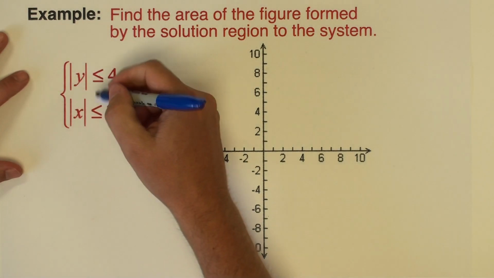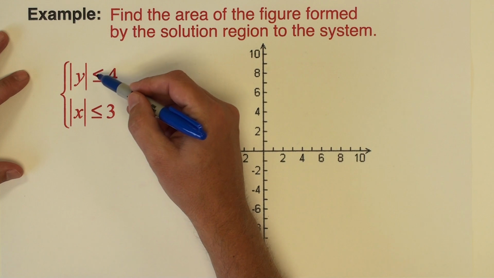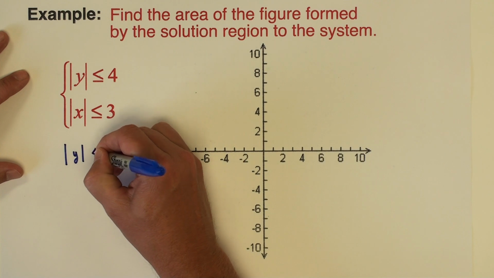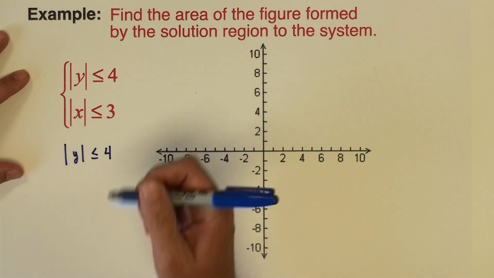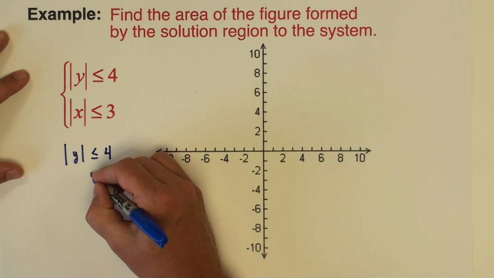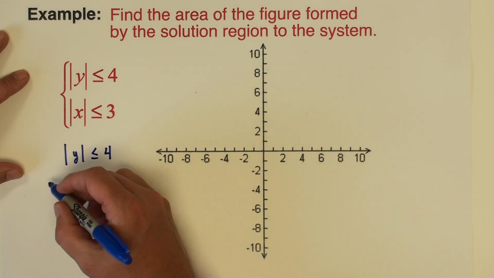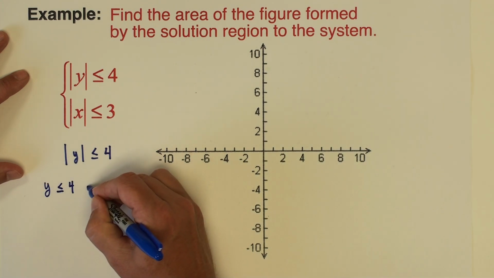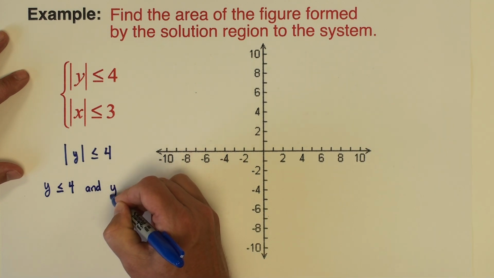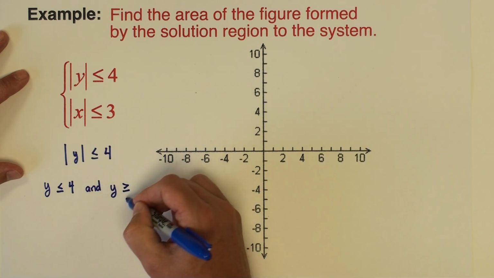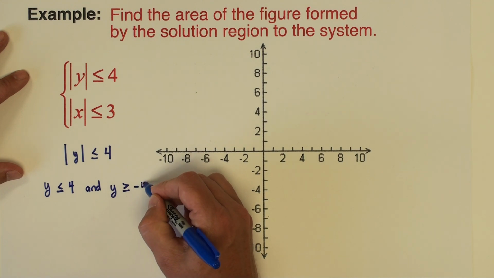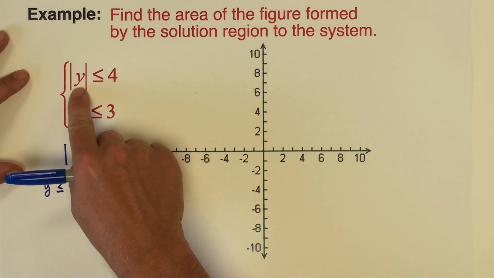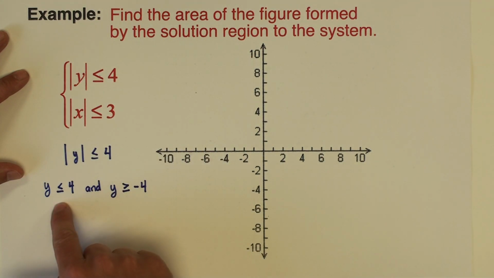They're both the same in regards to less than, so let's just pull one of them down here. Absolute value of y less than or equal to 4. Remember that a less than is like an "and" statement, right? So we can rewrite this as y is less than or equal to 4 and y is greater than or equal to negative 4. We flip that inequality and we make that 4 negative. Because it's absolute value, this one inequality is actually implying two.